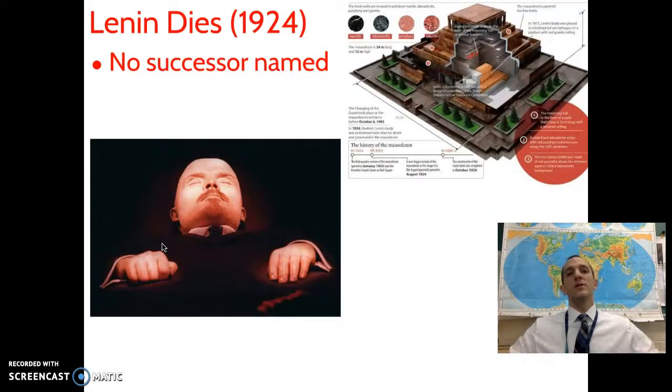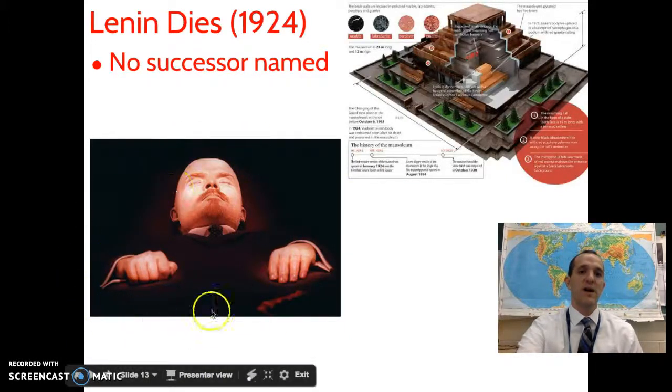Here's the problem. Lenin's in power from 1918 to 1924. He's not overthrown. He's not assassinated. He has a couple strokes and he dies in 1924. Here's the problem. He's not a monarch. He's not an absolute monarch. So it's not like his son takes over next. And when he dies, there is no official successor named. So no one specifically is named to be next in charge. This is going to become a problem, which I'll get to in a second.